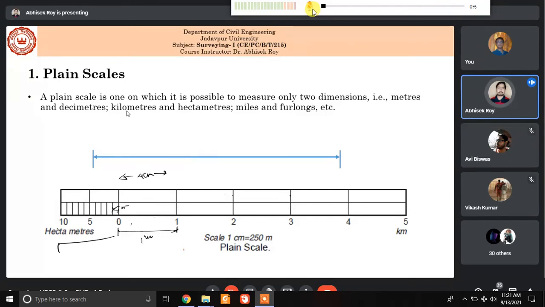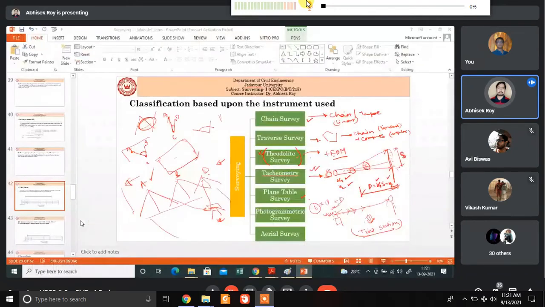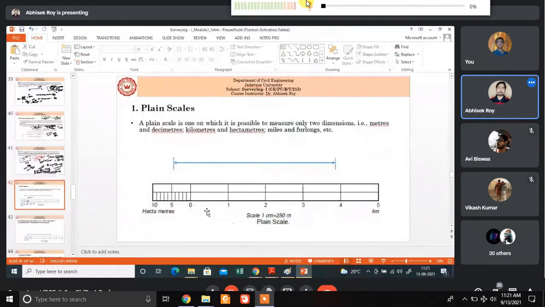So you can see the zero will be on this side and the increase on this side, and the smallest division will be on the left side. Now suppose you have to measure a particular length, then what will you do?